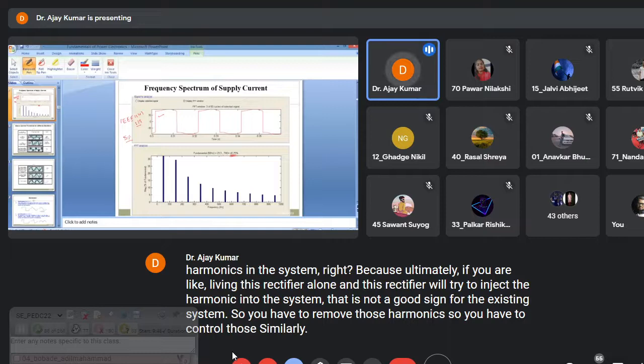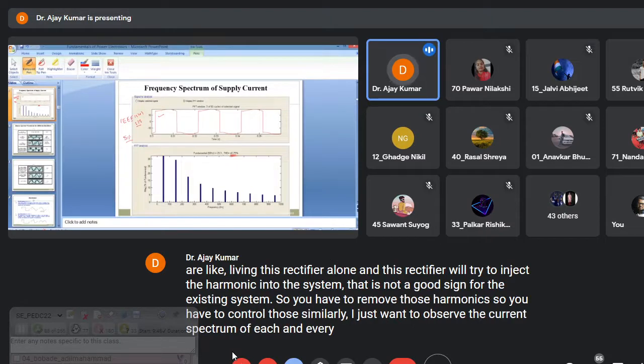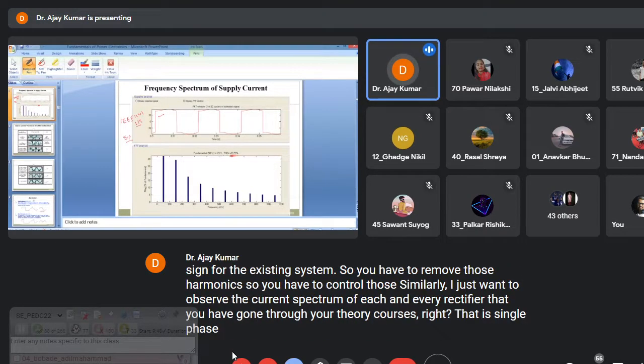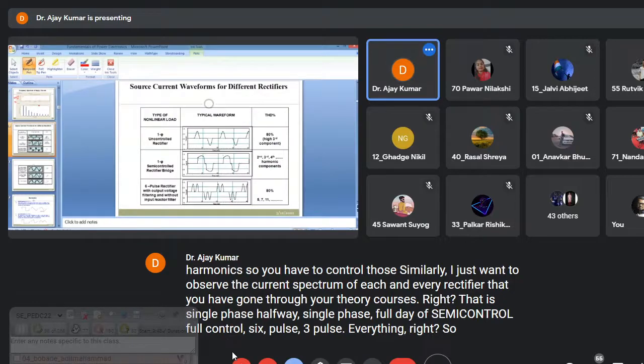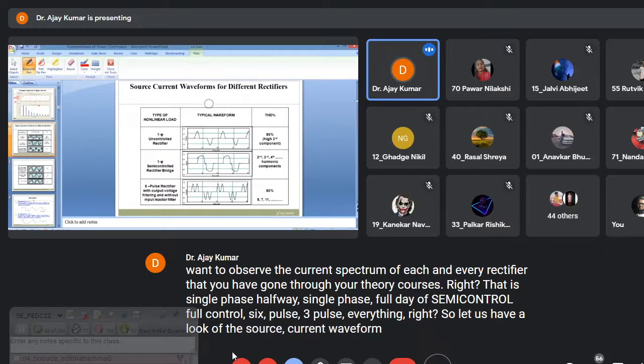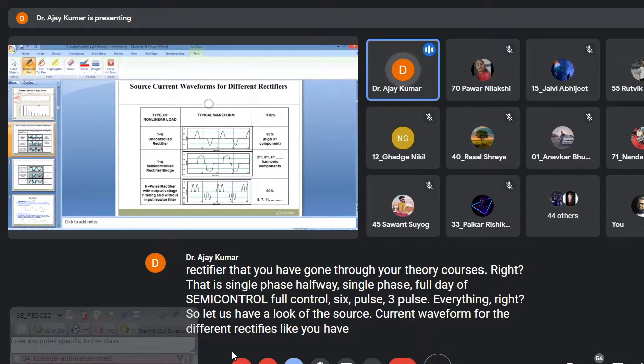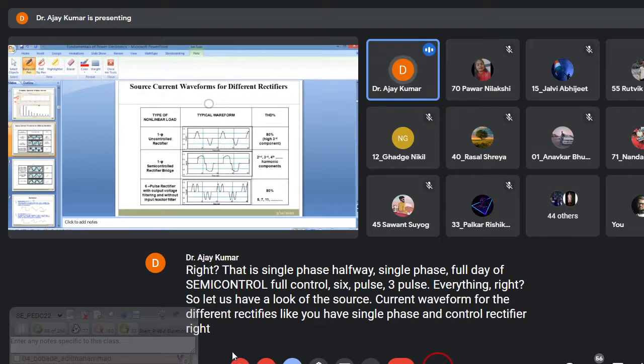Similarly, I just want to observe the current spectrum of each and every rectifier that you have gone through in your theory courses. That is single phase half wave, single phase full wave, semi-controlled, full controlled, 6 pulse, 3 pulse, everything. So let us have a look at the source current waveform for the different rectifiers. Like you have the single phase uncontrolled rectifier. The typical current waveform will be like this.